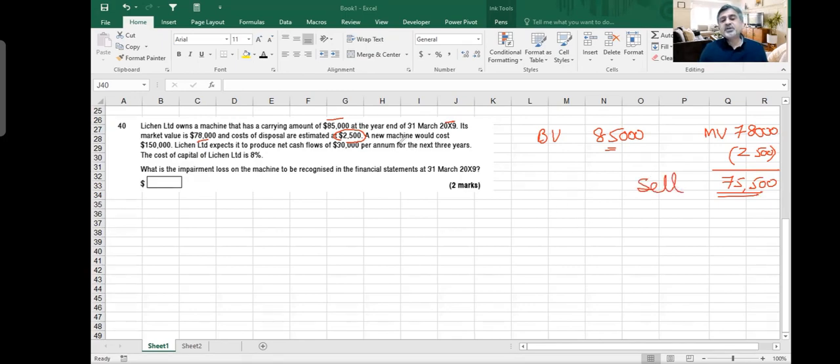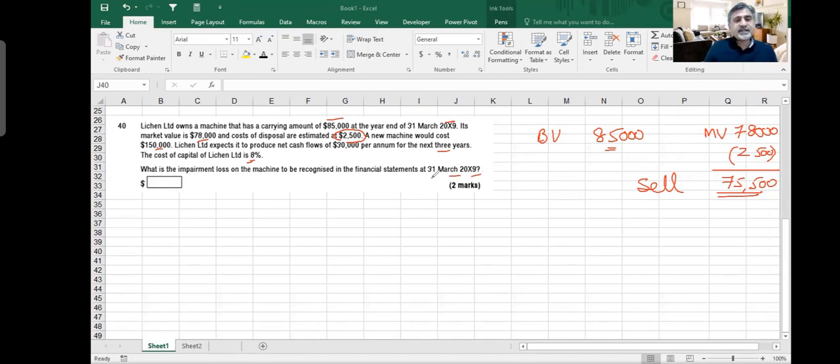Then it says a new machine would cost 150,000. Lition Limited expects it to produce net cash flows of 30,000 per annum for the next 3 years. The cost of capital of Lition Limited is 8%. And what is the impairment loss on the machine to be recognized in the financial statements on 31st March 2009?